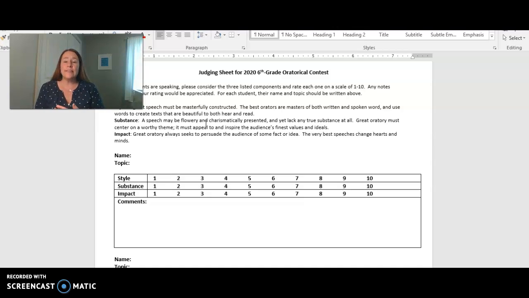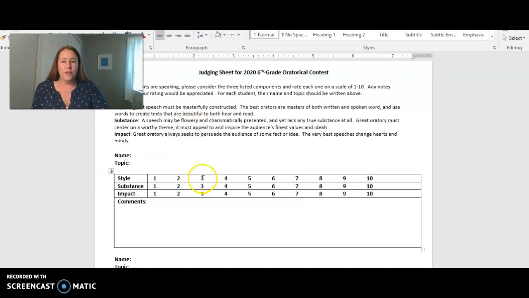Substance is what was in it. Did they pick a good topic? Do you feel like their topic was maybe interesting or of value? Did they put some good data in there? That's the substance. And then finally, the impact. Did they change your mind? Did they give you things to think about that you hadn't thought of before? Or if you already agreed with them at the start, do you think they changed the minds of other people that might not have agreed with them?